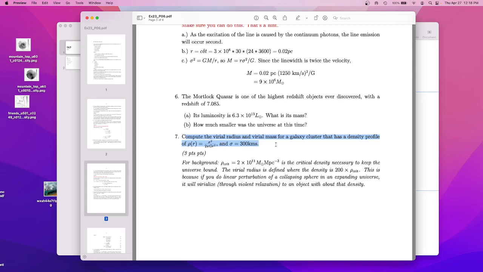So this is rho of r. This is rho. Goes like some number over 2 pi G. That's just a number. r squared. I set it to 300 kilometers a second because that's a reasonable number. And what we want to do is find out when the density is 200. So we say that 200 rho c equals sigma squared over 2 pi G r squared.